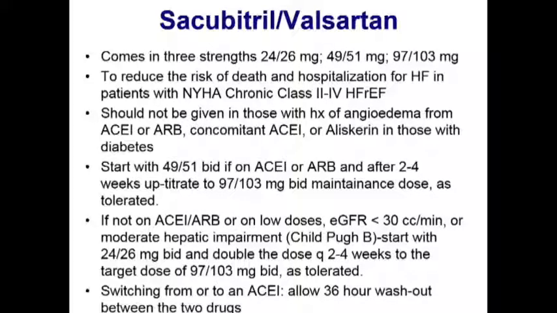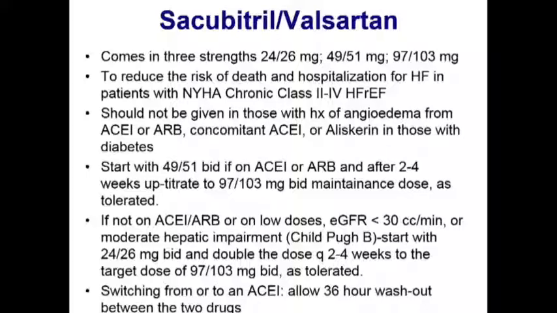To reduce the risk of death and hospitalization for heart failure in patients with class 2-4 heart failure with reduced EF. That's the FDA indication. It should not be given in those with a history of angioedema from an ACE or an ARB, because it's likely to cause that if you use this drug. It should not be given with a concomitant ACE inhibitor or aliskiren, because it has an ARB, and we do not use ACEs and ARBs, or aliskiren with an ARB or an ACE, in our primary care patients, even with heart failure. You're going to start with the 49-51 twice a day dose if they're on an ACE or an ARB, and after 2 to 4 weeks, you're going to up-titrate to the 97-103 twice a day.